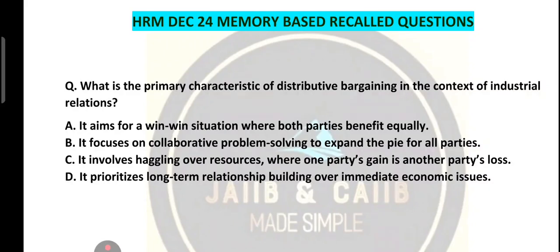Tell me, distributive bargaining. Option A, aim for a win-win situation. Actually, this is incorrect because it describes integrative bargaining, where both parties try to cooperate and find a solution that benefits both. But distributive bargaining is not like that. So option A is incorrect.